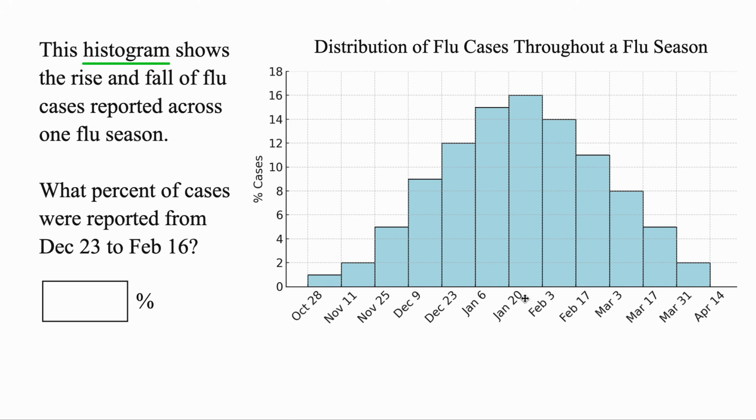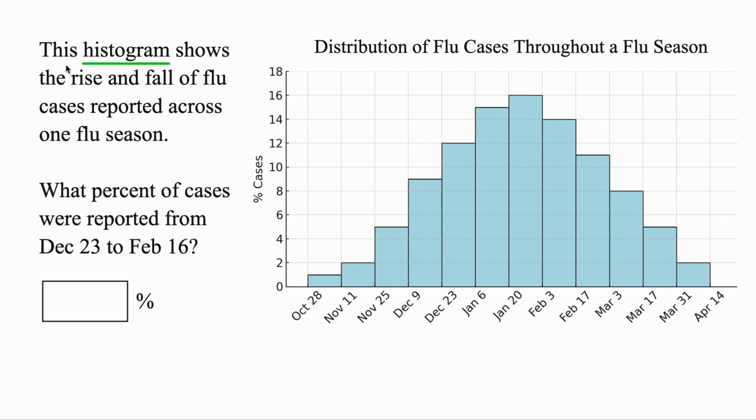Okay, well, let's look at a specific value, like this second rectangle. What does this tell us? Well, it starts on November 11th, and then it goes up to November 25th. So during this 2-week period, we have a height of 2 if we go straight across. This tells us that 2% of the flu cases happened between November 11th and November 25th.